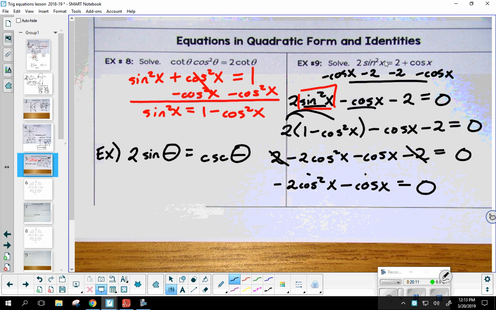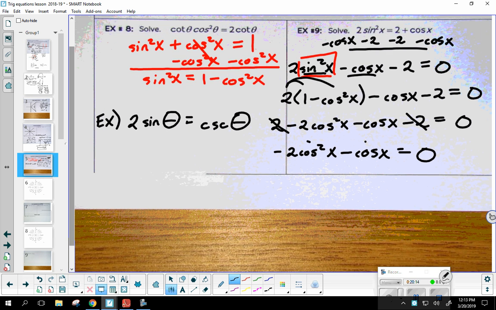They both share cosine. So let me pull out a cosine. Now, remember, because the first term is negative, we want to pull that negative out with it. So I'm going to pull out a negative cosine of x times. Now, what I would have here is 2 cosine of x. Because think, what's negative cosine times 2 cosine? Negative 2 cosine squared. Okay. Now, because I pulled out the negative, this would be a plus 1. So negative cosine times 1 would be minus cosine. And then this equals 0.